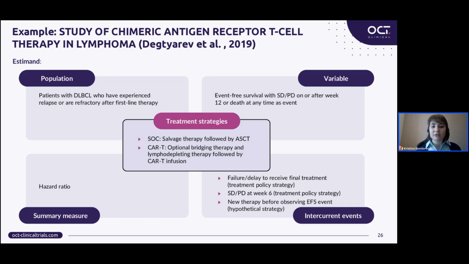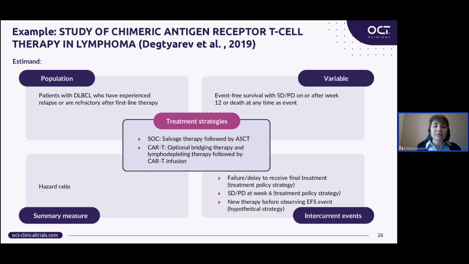The second is new anti-cancer therapy started before observing the event. If a patient takes an unplanned anti-cancer therapy, it would be difficult to interpret the outcome as reflecting the effect of that treatment strategy. This intercurrent event could then be handled using a hypothetical strategy, evaluating the effect had patients not been offered such an alternative treatment.